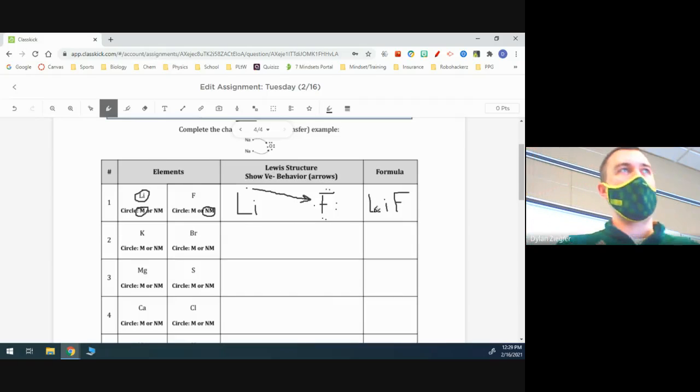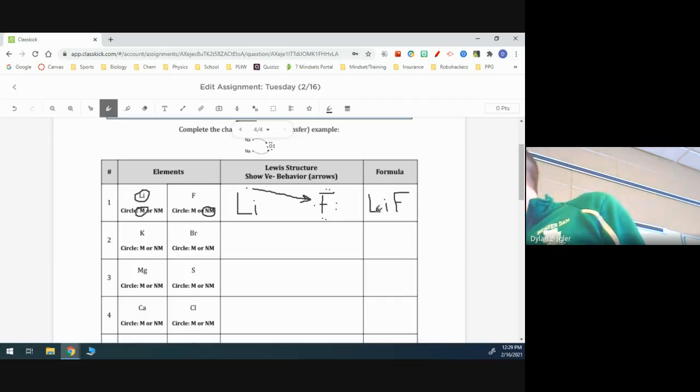Now there's one Li, there's one F. We usually don't write ones in formulas. I'm not going to get real picky with the formulas because we haven't talked about them yet. So it's LiF. But let's say, for instance, there were 2 Lis. I need to put a 2 after this one. And even if you don't put it as a subscript, which means it's below the letters, even if you just wrote it like this, L2F, I would count that 100% correct for right now.